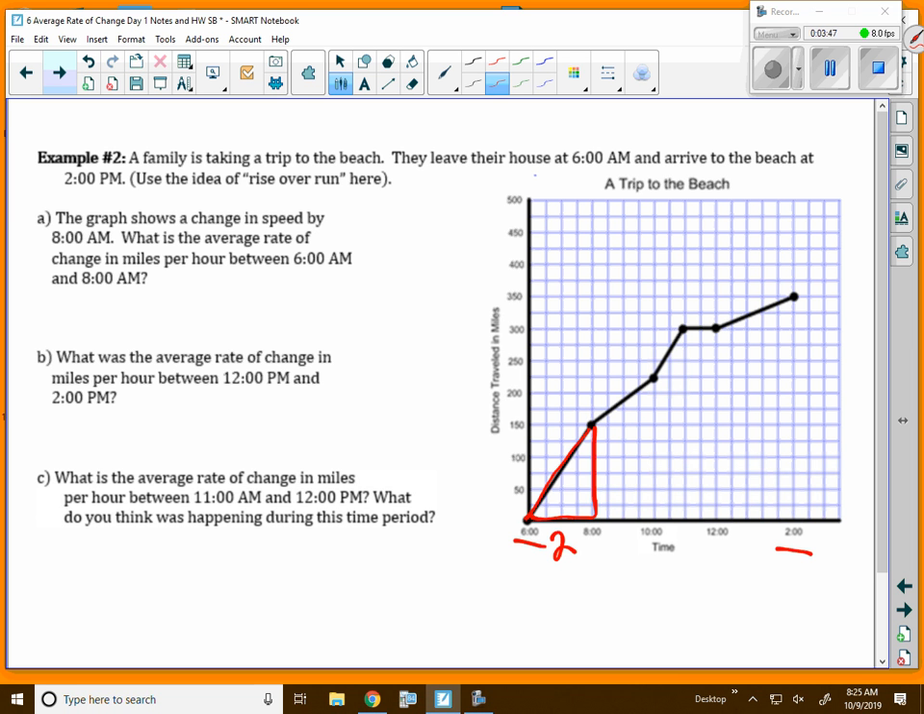Okay. And then let's go ahead and label that. That's a good idea. Go ahead and label that 2 hours. Okay. And then how many do we go up? 150? Yes. Right. Because we go up 150. If you look here, it goes from 0 to 150, and that would be miles. Okay, so if we write this, that would be 150 miles every 2 hours.